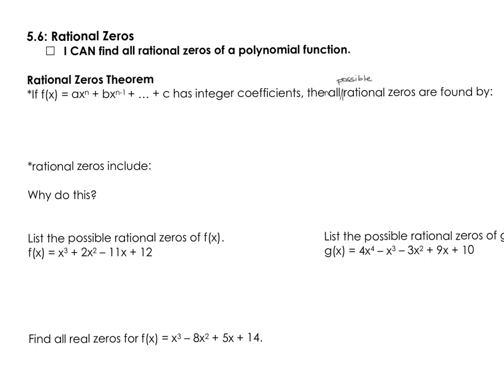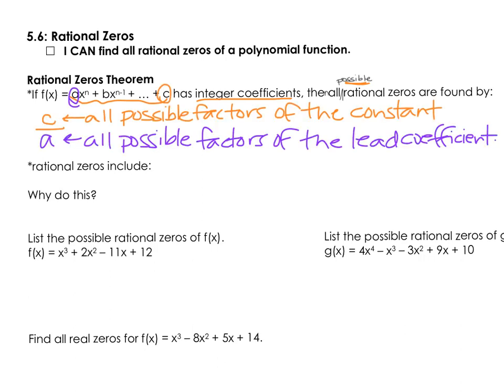Lesson 5.6, Rational Zeros. The rational zero theorem says this: if f of x equals ax^n plus bx^(n-1) and so on plus c, this just means it's a polynomial. So if f of x is a polynomial and it has all integer coefficients, then we can find all possible rational zeros by the following method. The definition is c over a.